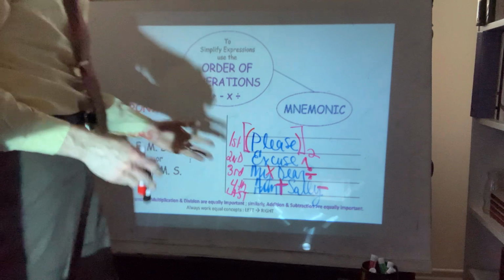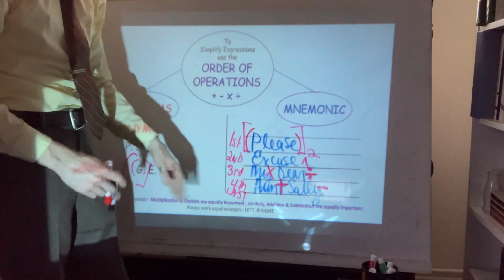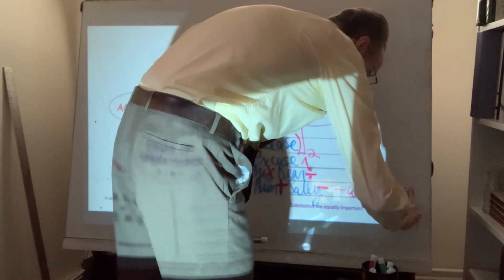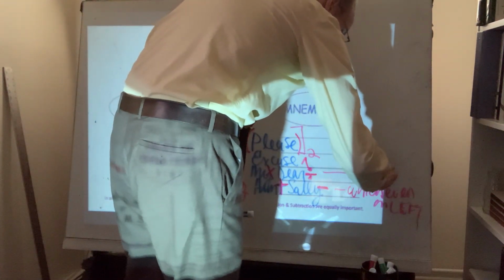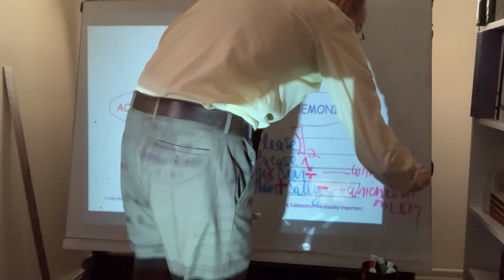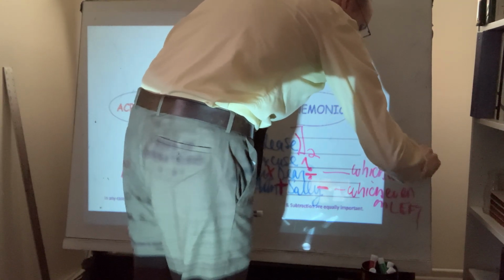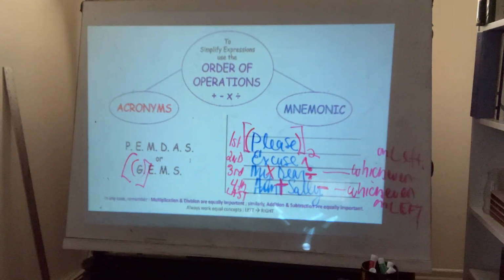Anyhow, addition and subtraction are on the same tier. Do whichever is on the left. Multiplication and division are equally important. Whichever you do first is whichever is on the left. Okay. So now having stated that, let's do some examples and we'll be finished.